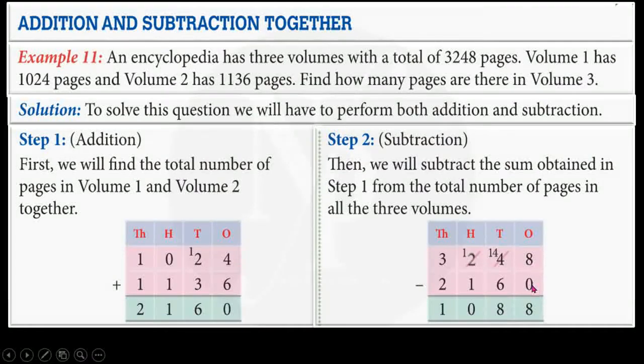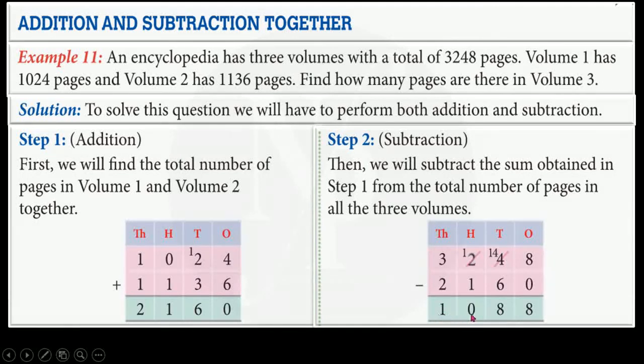So subtracting 0 from 8, we get 8. Subtracting 6 from 4 is not possible, so we will borrow or regroup the digits. So we will make 2 hundreds as 1 hundred and we borrow 100 to the tens place. It becomes 10 tens, 10 tens and 4 tens together becomes 14 tens, and subtracting 6 tens from 14 tens we get 8 tens. Subtracting 100 from 100 we get 0. Subtracting 2000 from 3000 we get 1000.